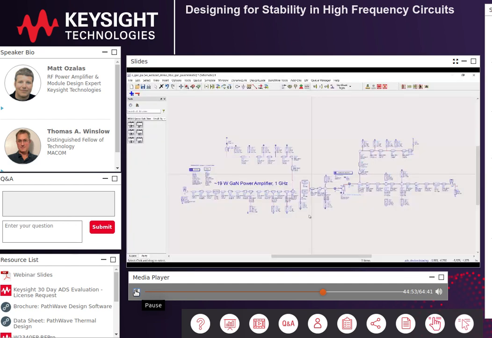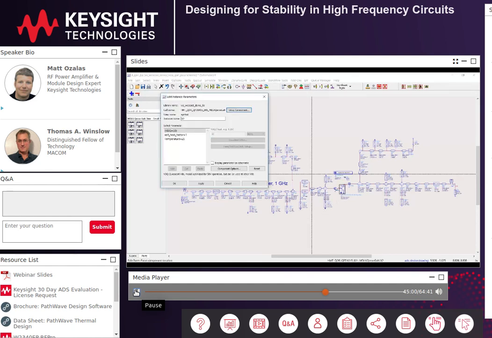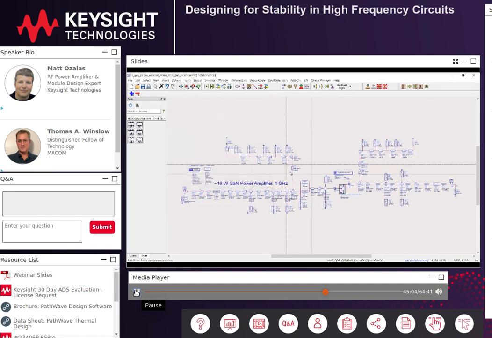The example I'm going to show today is a gallium nitride power amplifier at 1 GHz, which was built using a Qorvo transistor and a device model from Modelithics. So thanks to both companies. What I'm going to illustrate in this demo is how problems can arise if you're not careful about modeling unintended feedback loops in your circuit design.